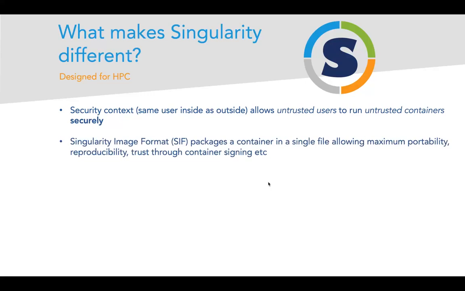Another thing that's different about Singularity is it's got a unique image format. Almost all traditional container platforms use a layered image format. This is the OCI image format. Singularity is a little bit different in that it takes a container and packages it in a single file. Most recently, with the advent of Singularity 3.0, that file is known as a SIF, or Singularity Image Format file. And this allows maximum portability, reproducibility, and trust. I'm going to be talking about that a little bit later.